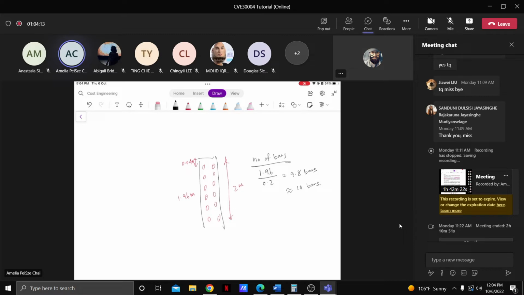Okay, so this one for vertical one. What's the same? The length is the same here. Here is different. So what's different is the number of bars. And all of them need to be times 2, right? Yeah, because 2 sides.